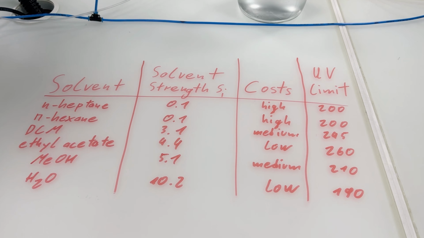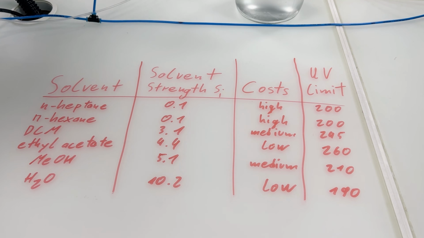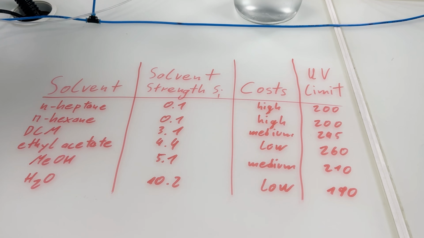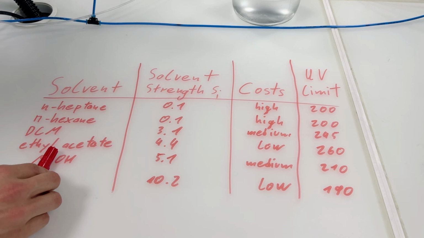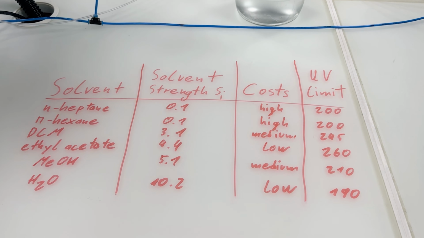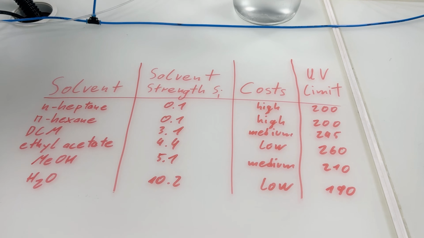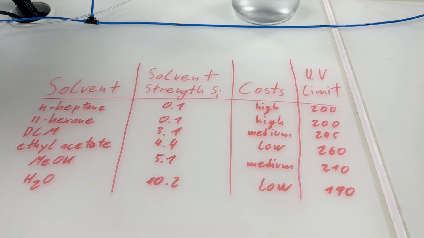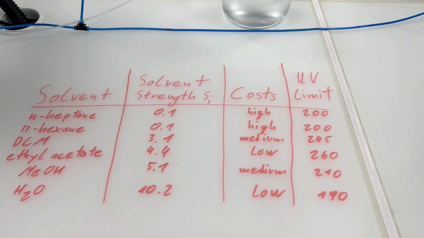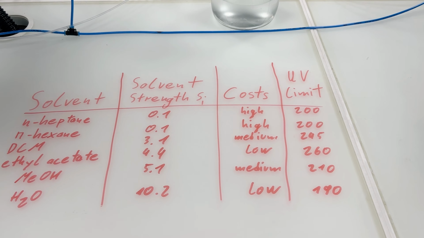DCM is a moderately strong solvent due to its high dipole character. Ethyl acetate is a strong organic solvent due to its polar character and its ability to form hydrogen bonds with the sample, but not with itself.